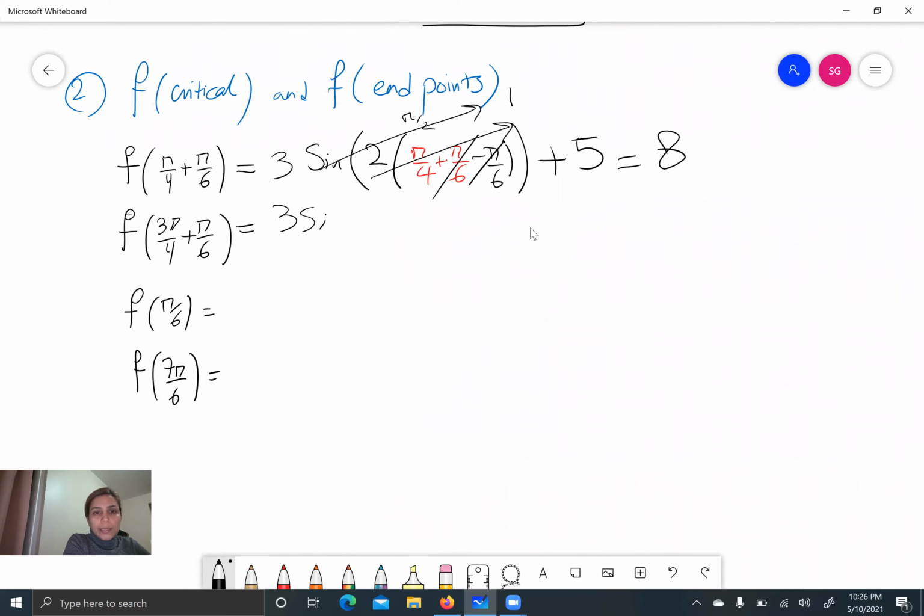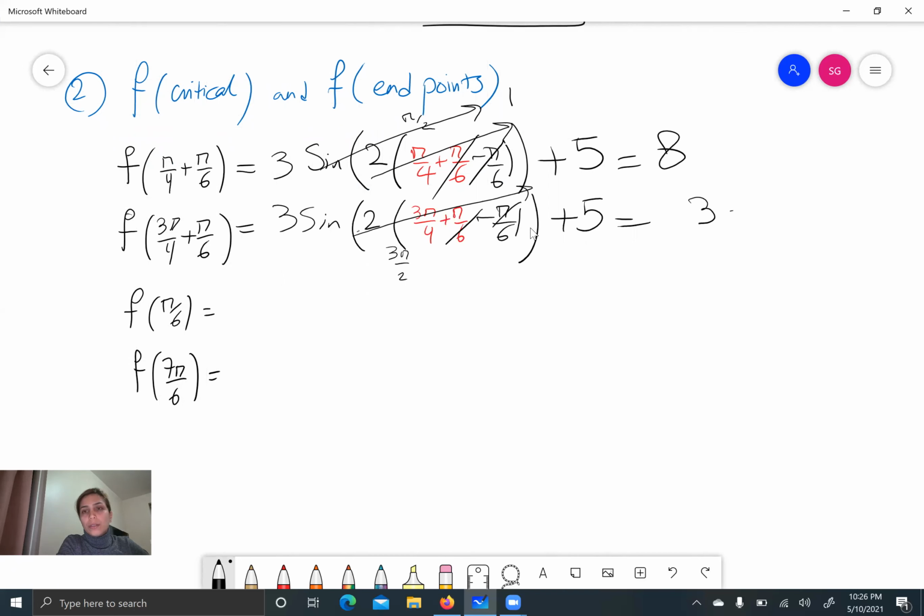Now let's do it for this value. So here the input is 3 pi over 4 plus pi over 6. So we substitute this value into the formula of the function. This by this goes. This by this is going to give me 3 pi over 2. Sine of 3 pi over 2 is -1. So it's going to be 3 times -1, so it's going to be -3 plus 5. So this is going to be 2.